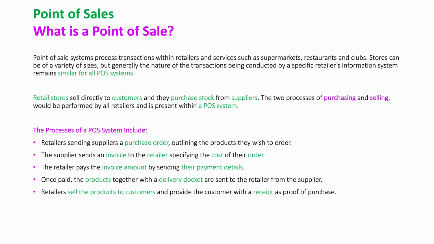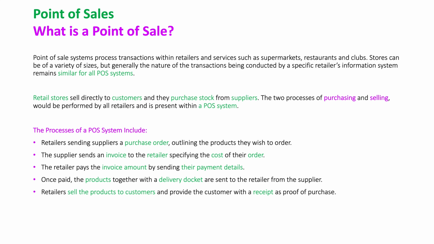So here are the processes involved within a point of sale system. Retailers send suppliers a purchase order outlining the products they wish to order. The supplier sends an invoice to the retailer specifying the cost of their order, how much they need to pay the supplier in order to get more stock. The retailer then pays the invoice amount by sending their payment details. Then, once paid, the products, together with a delivery docket, are sent to the retailer from the supplier, so they can update their inventory then.